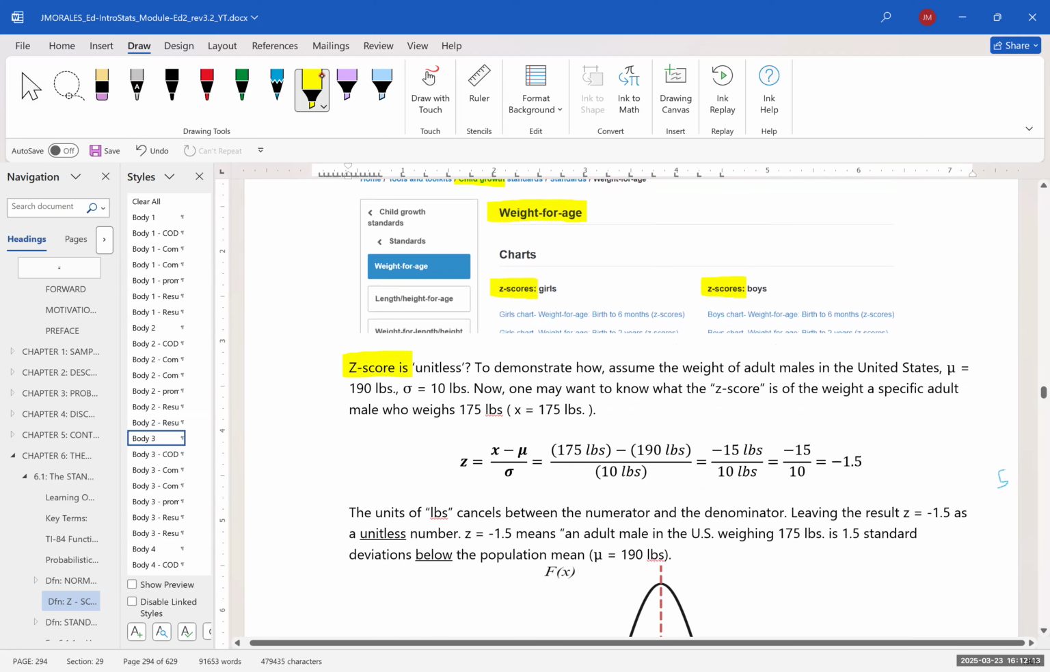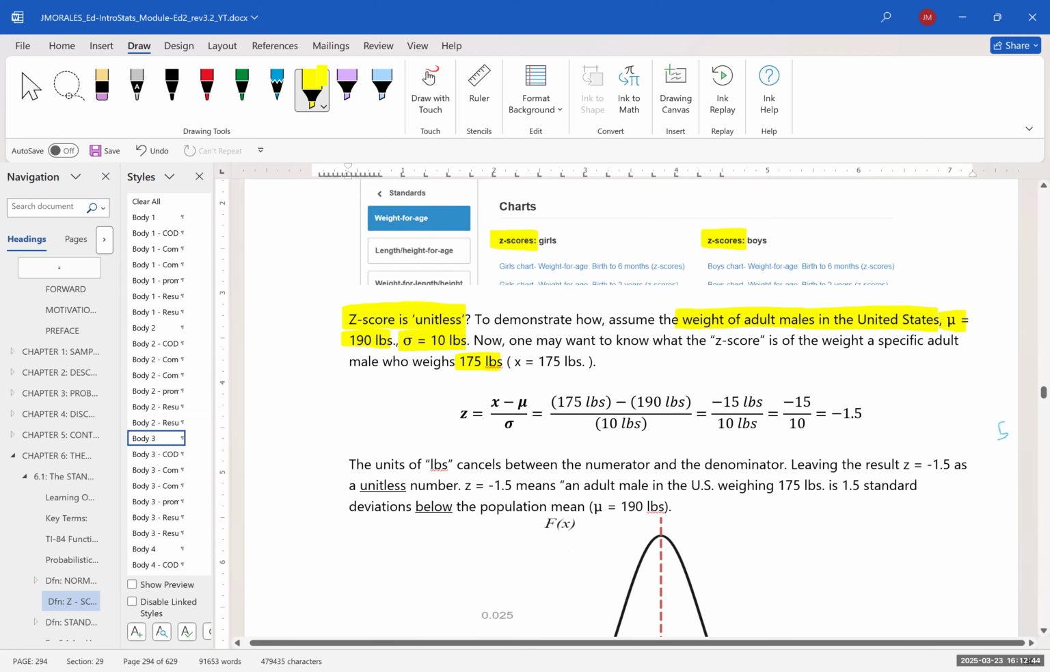Once again, a z-score is unitless. So to demonstrate how it becomes unitless, let's assume the weight of adult males in the United States is 190 pounds with a standard deviation of 10 pounds. So now one may want to know what the z-score is of the weight of a specific adult male who weighs 175 pounds.